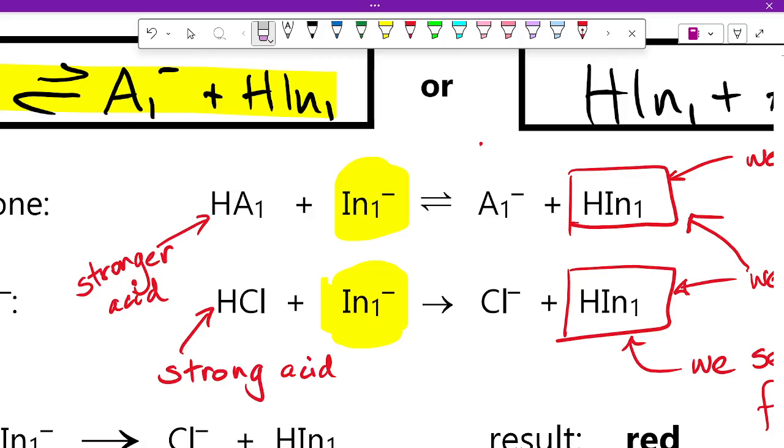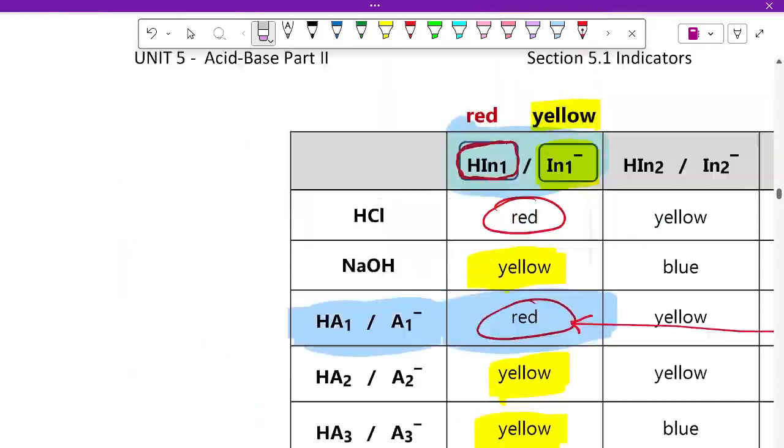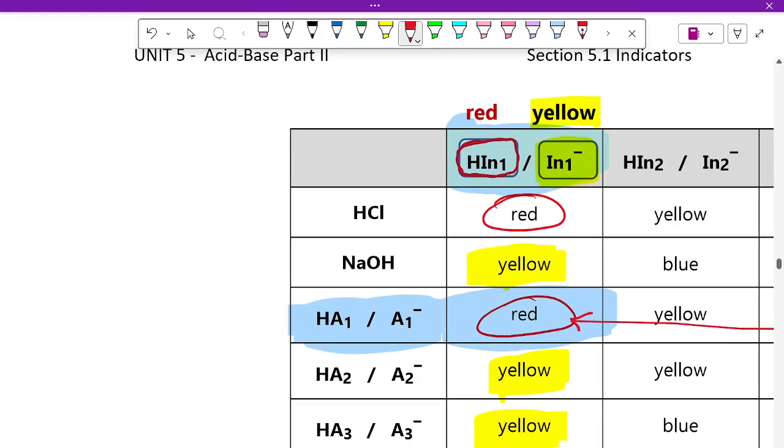What would we see if HA1 were weaker? We would see yellow. So if HA1 turns it red, like it does here, we know that HA1 is stronger than HIn1, correct? So I could actually put a little greater than sign here, because I could say this is greater than what we would follow up here. Does that make sense, writing it like that?